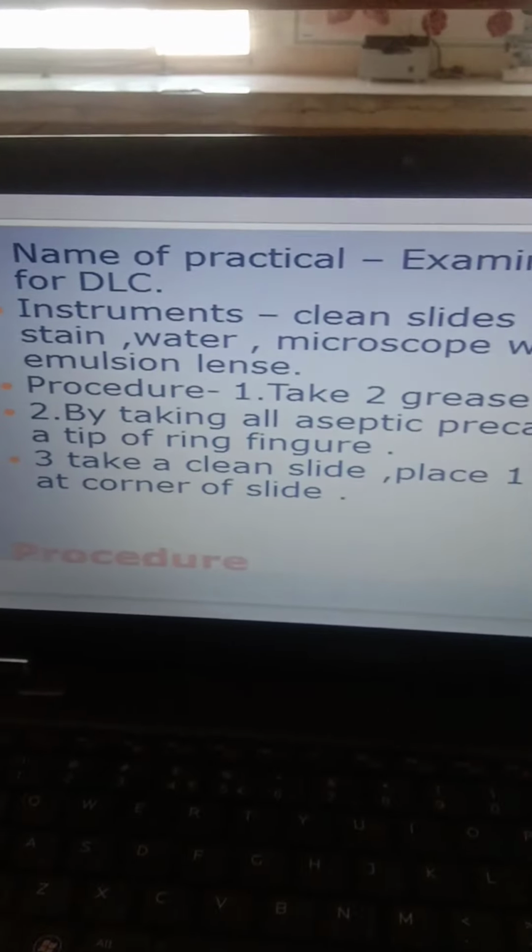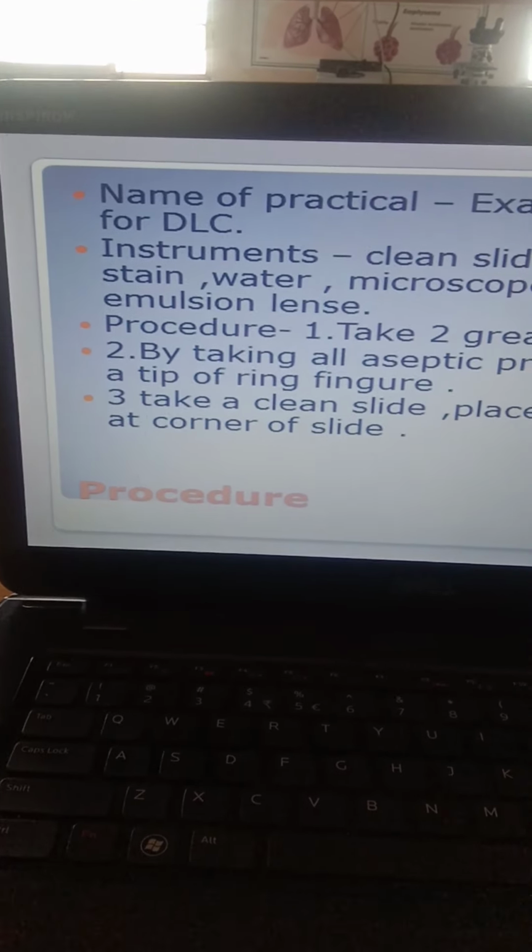Today we are going to discuss the importance of the WBC count, that is the differential count of leukocytes, and how it is related with various pathological conditions. Before that discussion, we are going to revise the practical of WBC count. You have already performed this practical in first year, and you can find the procedure on Google also. Today we just revise it in short. The name of the practical is examination of peripheral blood smear for differential leukocyte count.